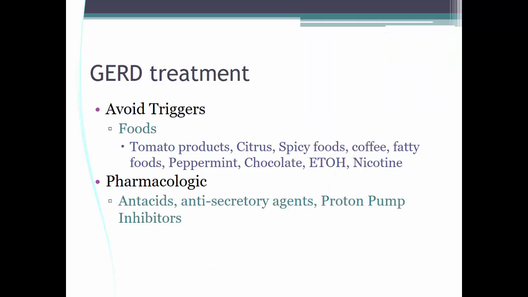Now, the treatment is basically elevate the head, because remember, patients tend to have this when laying down or at night, and avoid the triggers. Avoid coffee, avoid alcohol, avoid fats, avoid smoking, spicy foods, chocolate, peppermint, and use the stepwise approach that we learned in pharmacology. So start with antacids and then go all the way up to H2 blockers and then proton pump inhibitors.